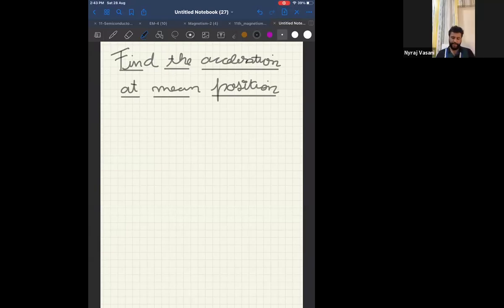Find the value of acceleration at mean position. This is the task I will give you for 1 minute. Try to get the answer. What is the value for acceleration at mean position? Then I will tell you how to do it also.